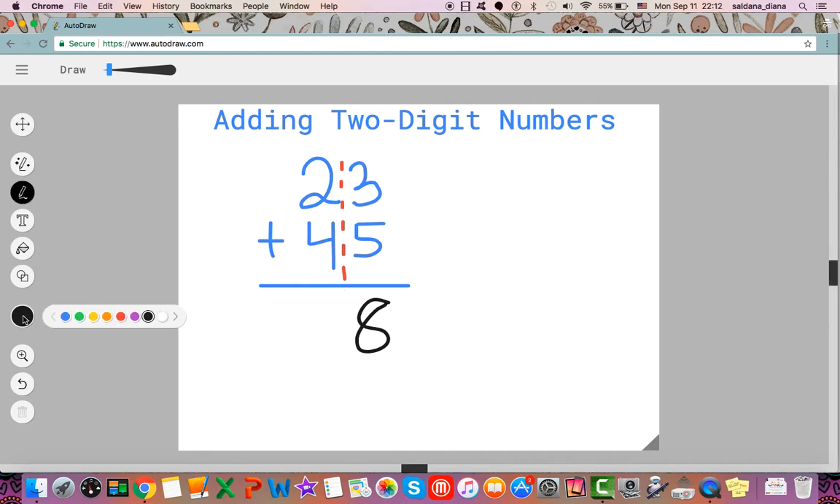Now, this is the ones column. Now I'm going to add the next column, which is the tens. Remember, we're moving from right to left. So let's see, 2 plus 4, 6. So my answer is 68.